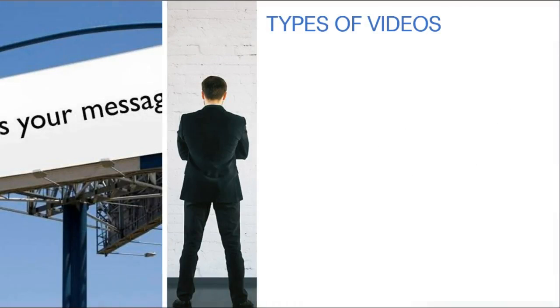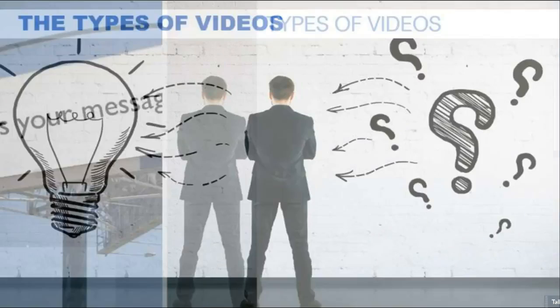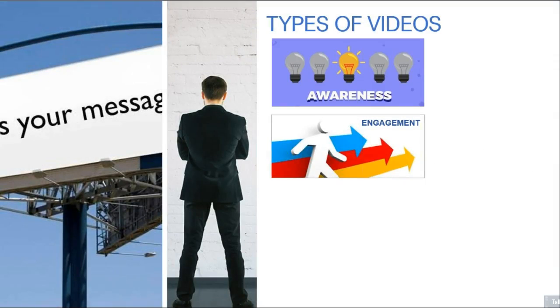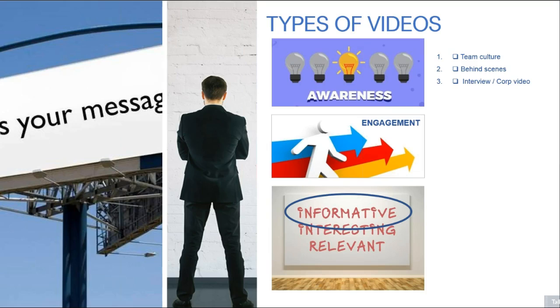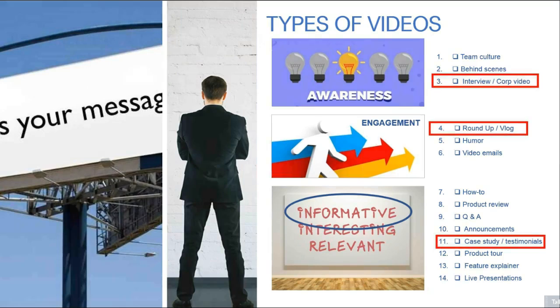The types of videos that we're going to be looking at, we'll go through in a second. So how are you able to take the ideas that you have, the messages that you have, and translate them into different kinds of videos? The types of videos are awareness, engagement, and informative. These are a few awareness type videos: team culture, behind the scenes, interviews. Engagement videos are roundups, humorous videos, and video emails, and then you have videos that inform clients about what you do. The ones we're going to focus on today are interviews, roundups, and case studies.